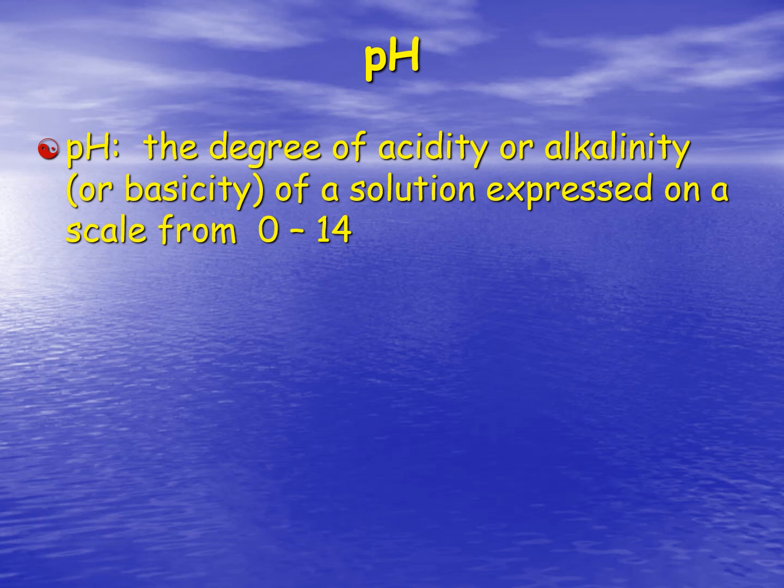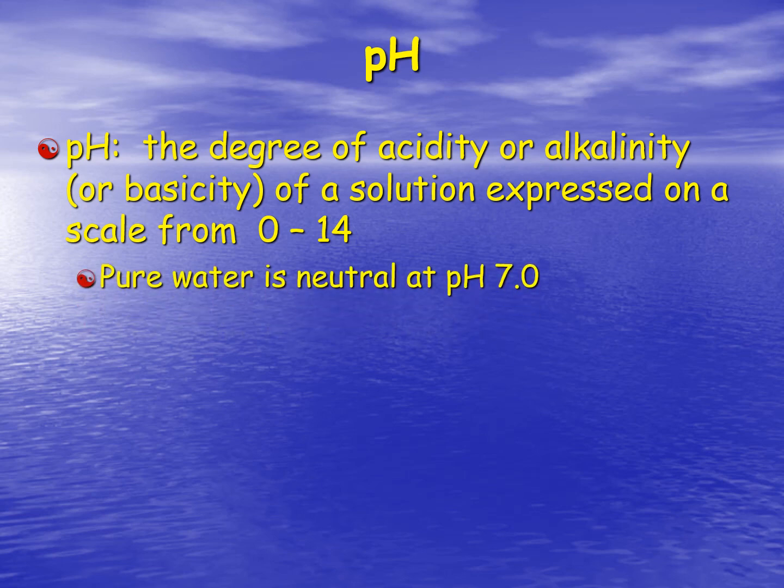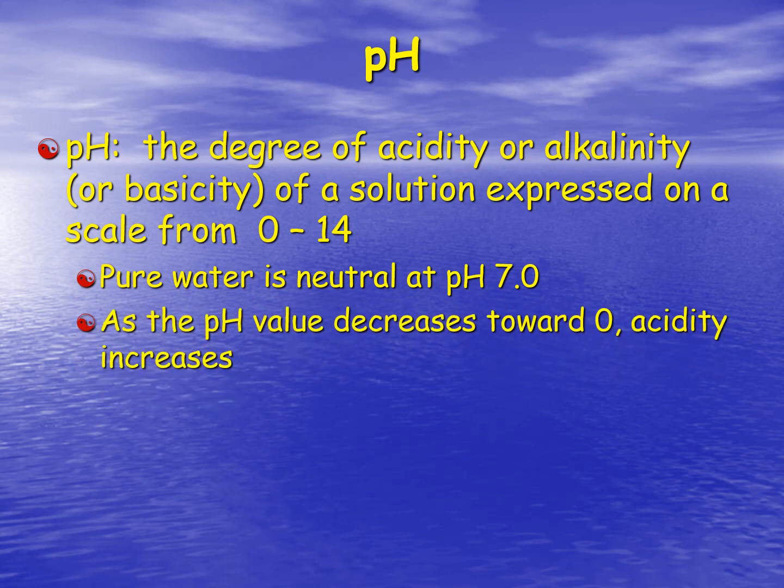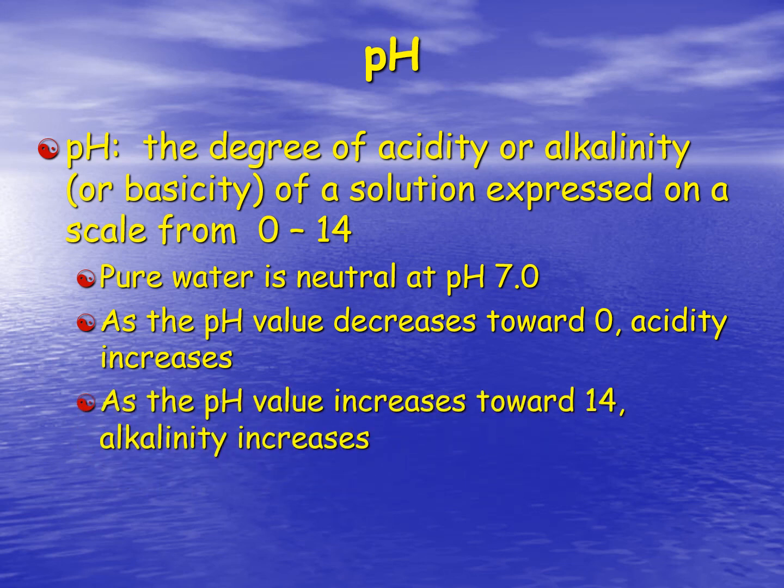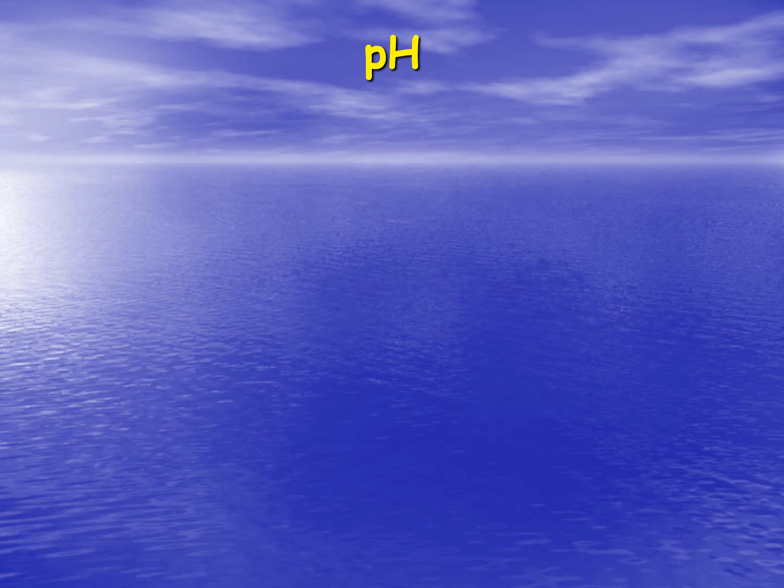pH. pH is the degree of acidity, alkalinity, or basicity of a solution, again expressed on a scale from 0 to 14, with pure water being neutral at a pH of 7. As pH value decreases toward 0, the acidity increases, and as pH values increase toward 14, alkalinity increases. And so some microbes like to grow at certain pHs. And just like we saw with temperatures, they typically tend to have an optimum pH.